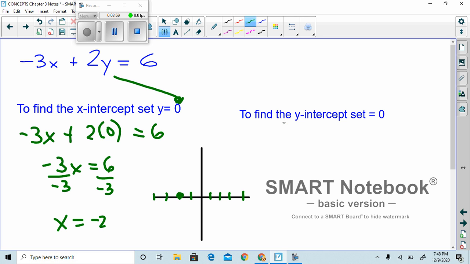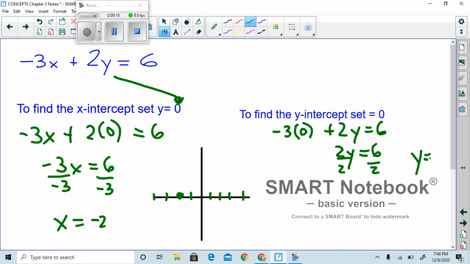Let's find the y-intercept. That means this time x is going to be equal to 0. Do I have to write this step? No, because it cancels out and I'm left with 2y is equal to 6. We'll divide both sides by 2 and my y-intercept is 3. When x was equal to 0, y was equal to 3. In the first, when x was equal to -2, y was 0. So 0, 3, 1, 2, 3 is right there on the y-axis. Connect, and there's your graph. We'll do more of these for practice in class.